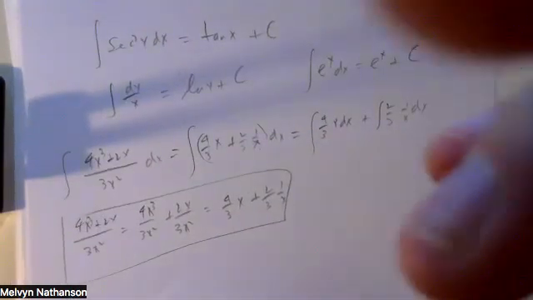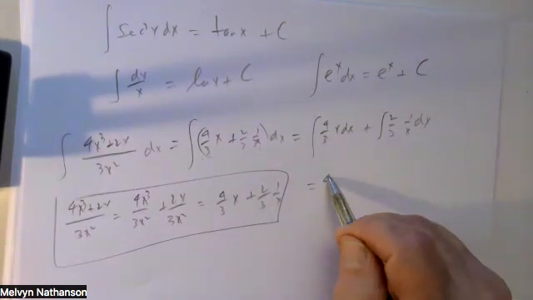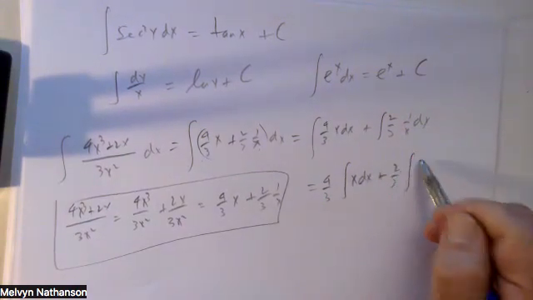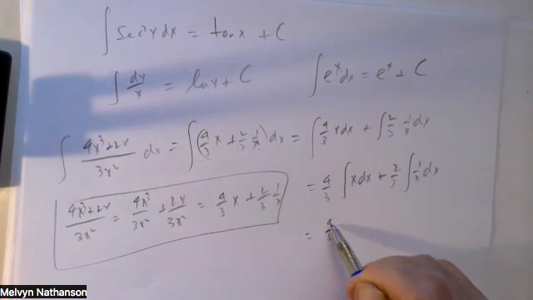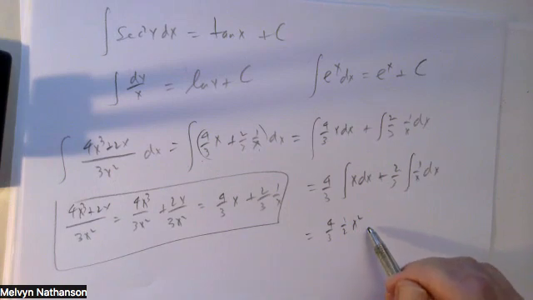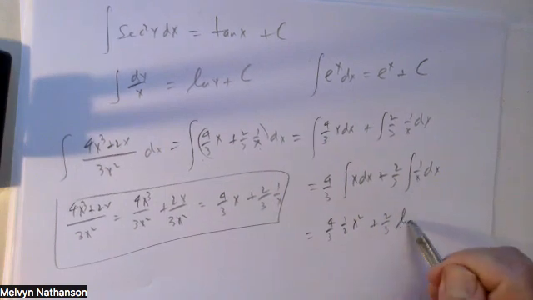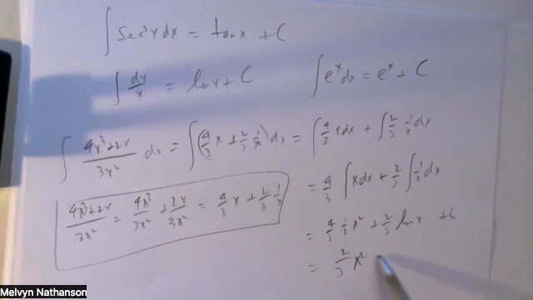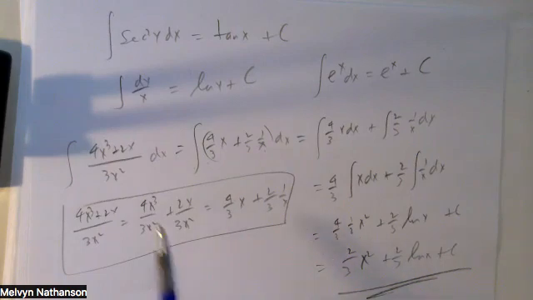And using the fact that you can take a constant outside the integral signs, this is 4/3 the integral of x dx plus 2/3 the integral of 1 over x dx. The integral of x to the first power is 1/2 x to the second power. The integral of 1 over x is log x plus a constant. Or if you like, 2/3 x squared plus 2/3 log x plus a constant.